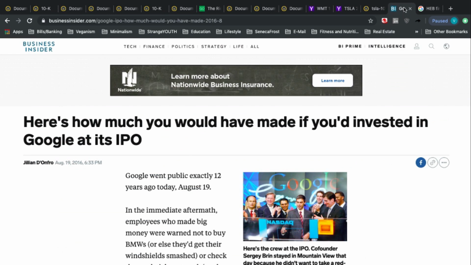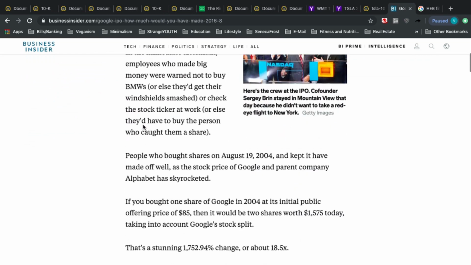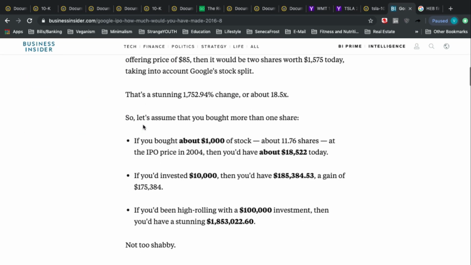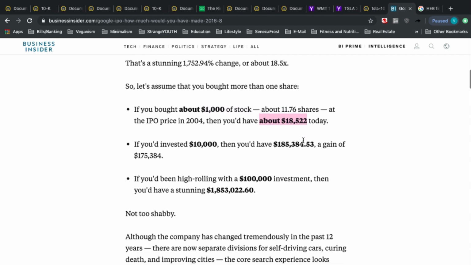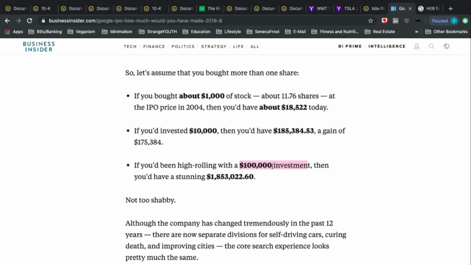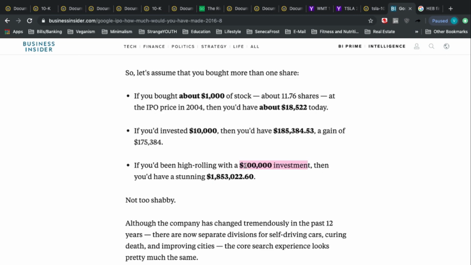Now, if you would have invested in Google at its initial public offering in 2004, then you would probably be much richer than you were then. Let's say you invested $1,000 into Google stock in 2004. In 2016, you'd have more than $18,000. Now, if you would have invested $100,000 in Google in 2004, the value of that $100,000 would have risen to over $1.8 million by 2016. This is the beauty of the stock market.